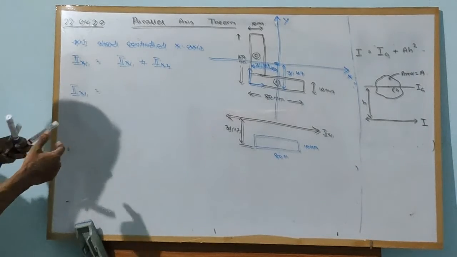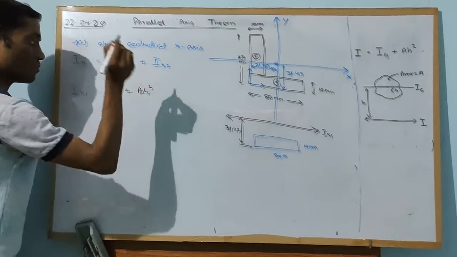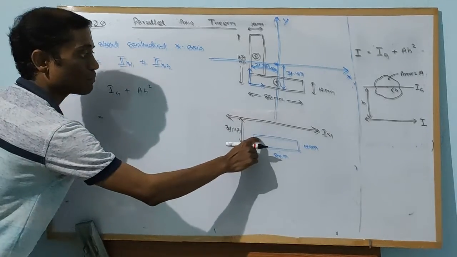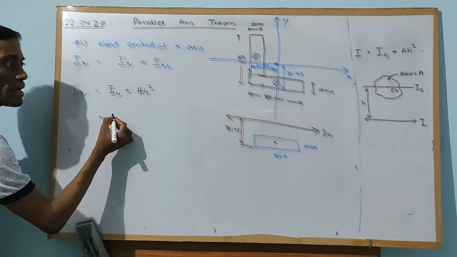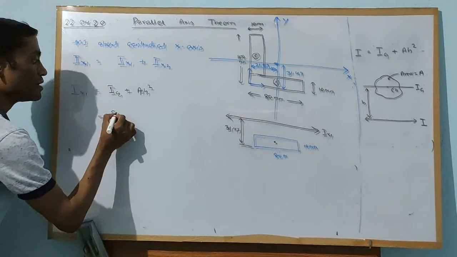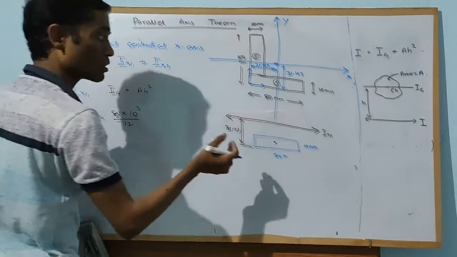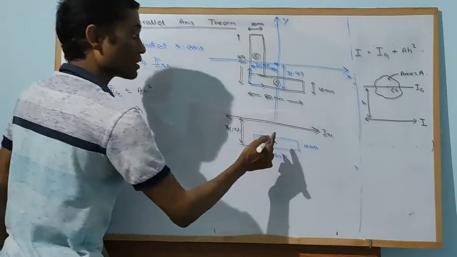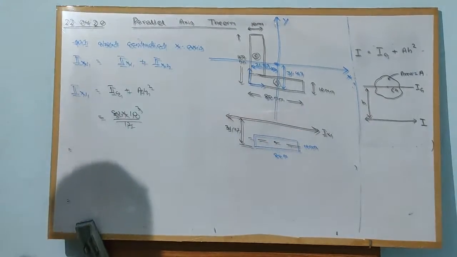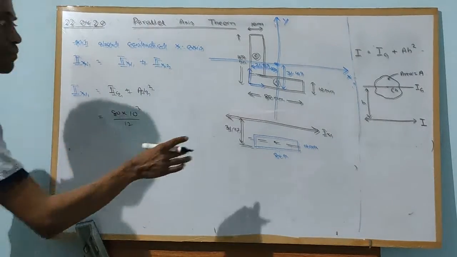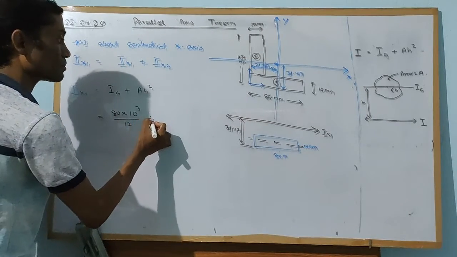So what to do? Parallel axis theorem. Ix1 is equal to Ig plus AH square. Ig is the moment of inertia of this rectangle about its centroidal axis, which you can easily tell me is bd cubed by 12, that is 80 into 10 cubed divided by 12. Remember, don't confuse 10 cubed or 80 cubed. The side which is perpendicular is always taken with the cubic power. So 80 into 10 cubed by 12, plus what I require from this axis.